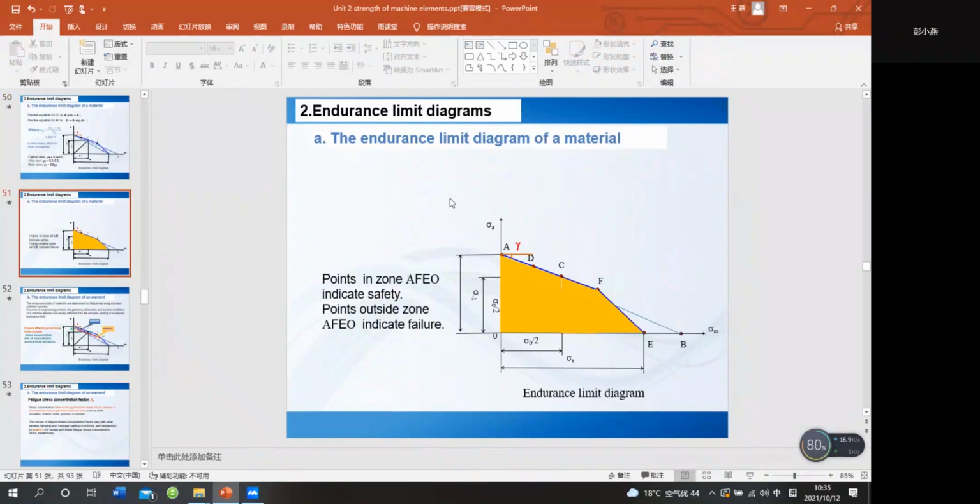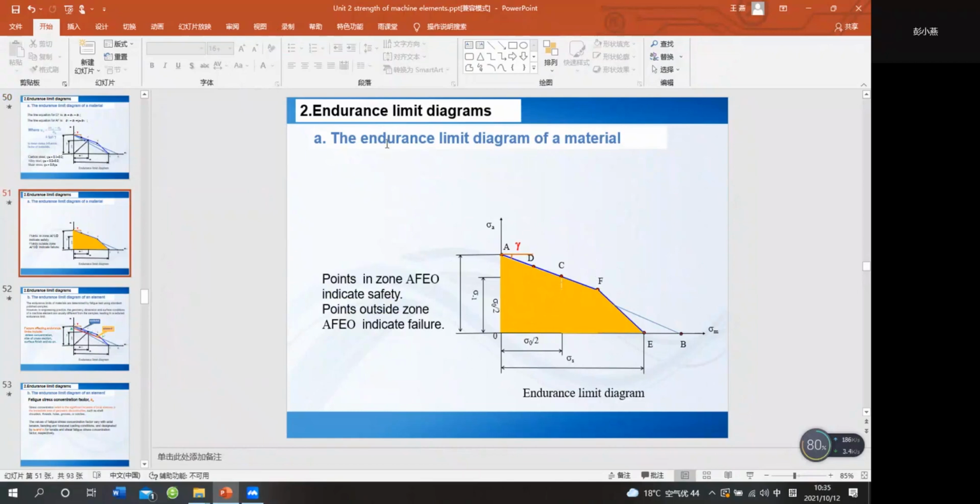Okay, let's continue. We look at points in zone AFEO, which indicate safety. If the point is in this zone, then the element or your design is safe, and outside the zone is not safe.